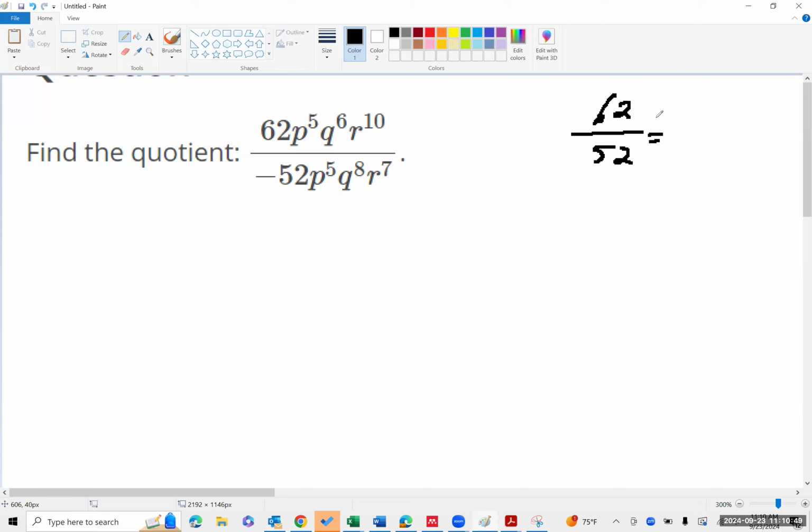The easiest thing for me to do is to recognize they're both even numbers, so divide by two. And then 31 is a prime number, so that's as far as we can go. So, and I'm going to put the minus sign in the front.